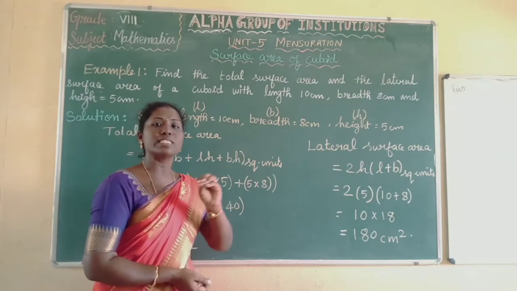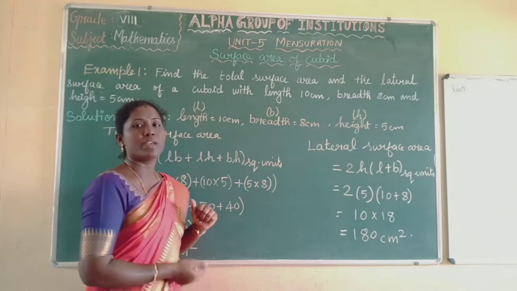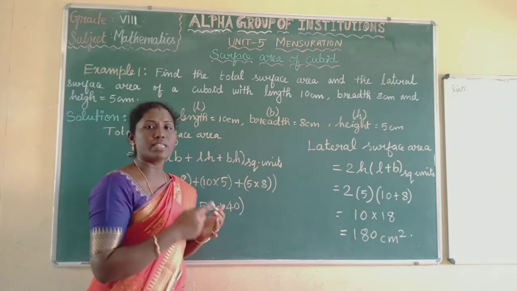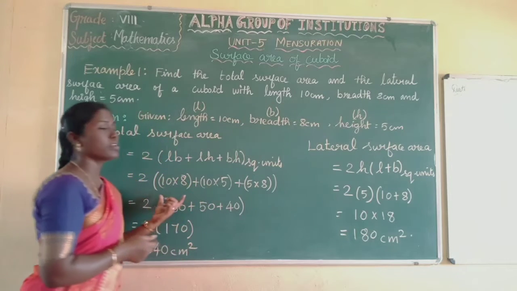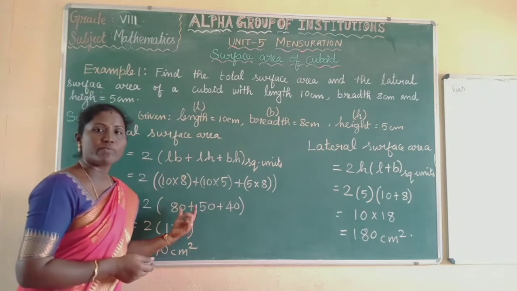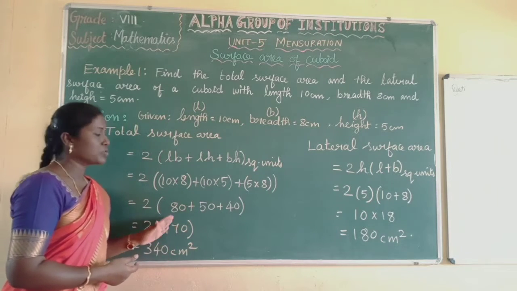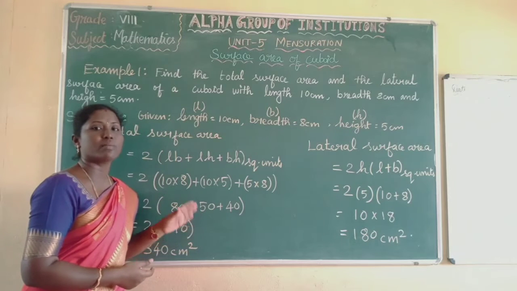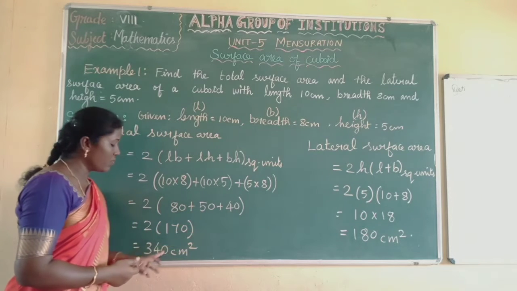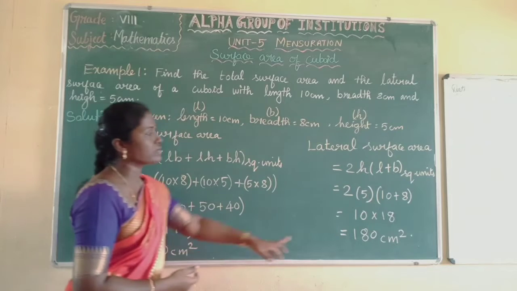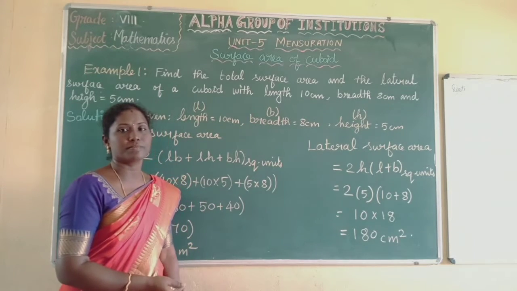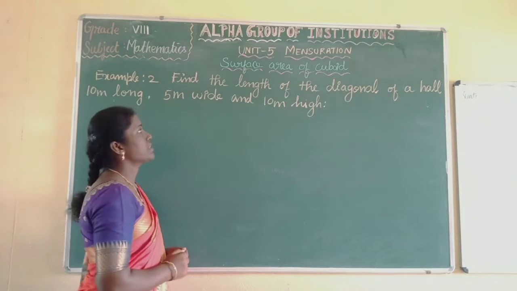So see, very simple problem, no? If you know the formulas clearly, it is a direct problem. And if the question gives length, breadth and height, then just by using the formula, substituting the appropriate values, we can find the answer by our mathematical operations. Okay. So we have to be strong enough in multiplication and addition. So we got the value of the total surface area as well as the lateral surface area. Now see the second example.